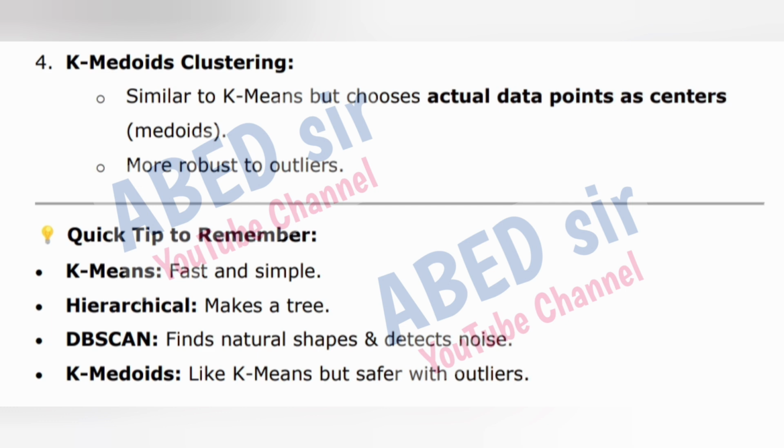Similar to K-means but chooses actual data points as centers, called medoids. More robust to outliers. Quick tip to remember. K-means: fast and simple. Hierarchical: makes a tree. DBSCAN: finds natural shapes and detects noise. K-medoids: like K-means but safer with outliers.